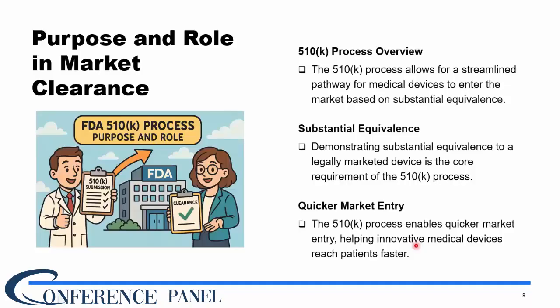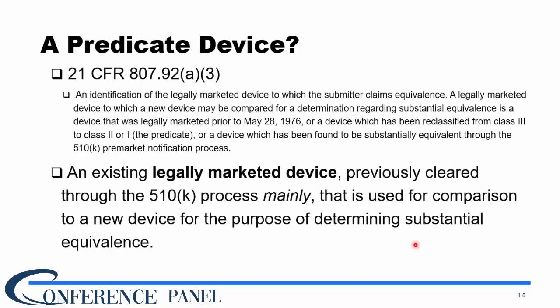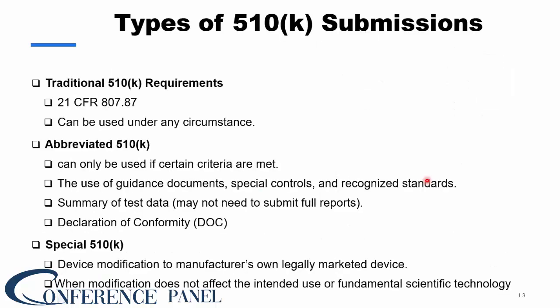So, 510K purpose and role in market clearance. What is substantial equivalence? What is a predicate device? Now let's look at the 510K decision-making flowchart. There are three types of 510K submissions: traditional 510K, abbreviated 510K, and special 510K.